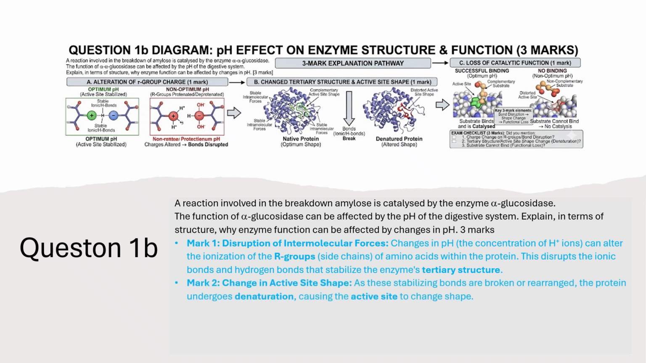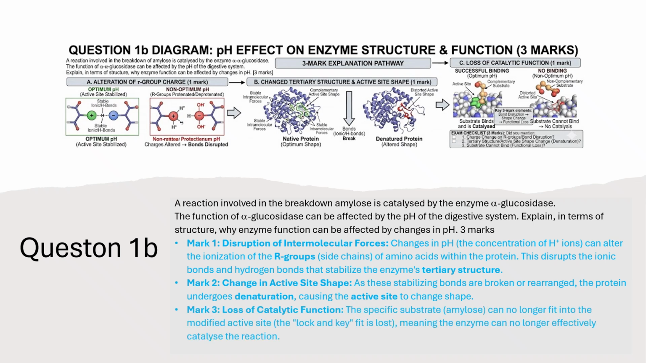Mark 2. Change in active site shape. As these stabilizing bonds are broken or rearranged, the protein undergoes denaturation, causing the active site to change shape. Mark 3. Loss of catalytic function. The specific substrate, amylose, can no longer fit into the modified active site. The lock and key fit is lost, meaning the enzyme can no longer effectively catalyze the reaction.